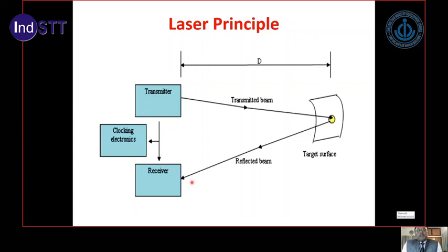Because it is sending a very large number of laser points, at each point where it strikes the object, we get three-dimensional coordinates: x, y, and z. And once we have a very large number of coordinates, a very large number of points, we call it point cloud data. So we are getting point cloud data with a very, very large number of points.